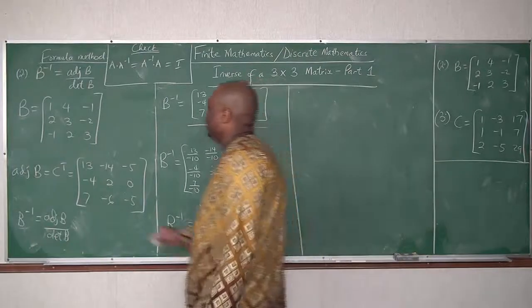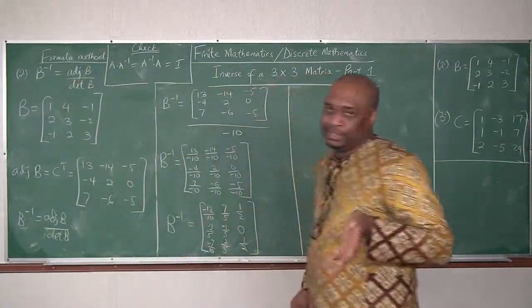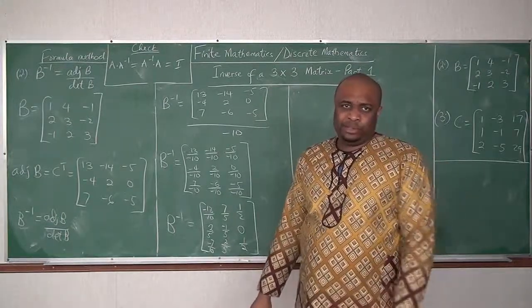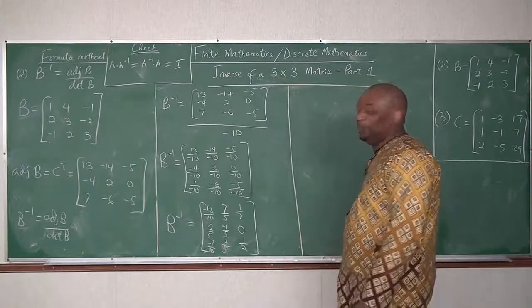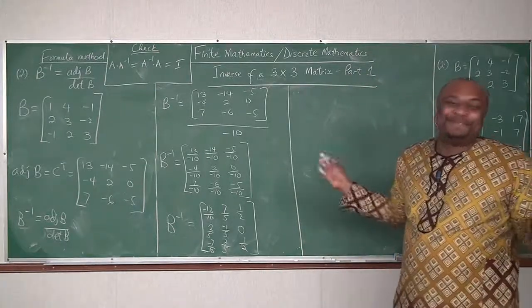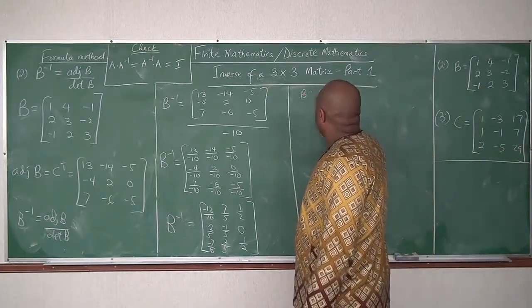So let's go ahead and check it and see what we will get. If we don't get an identity matrix, we're in trouble. That means we have to do it again, which, honestly, I don't want to do. So I hope that we get it right. Okay, let's do B times B inverse.